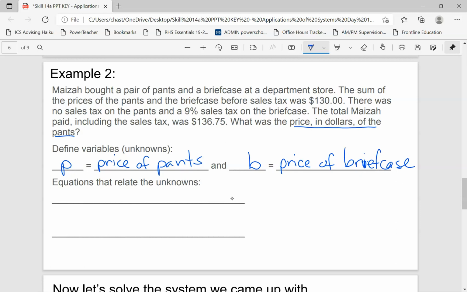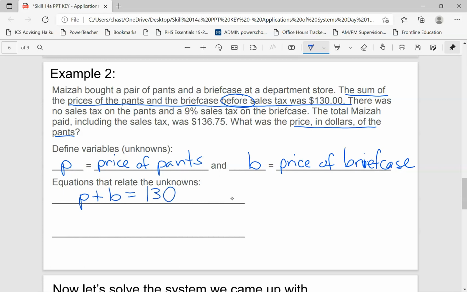We need to consider both of those when making our equations. So let's write our equations. First of all, we know the sum of the prices of the pants and the briefcase before sales tax was $130. So P plus B is $130.